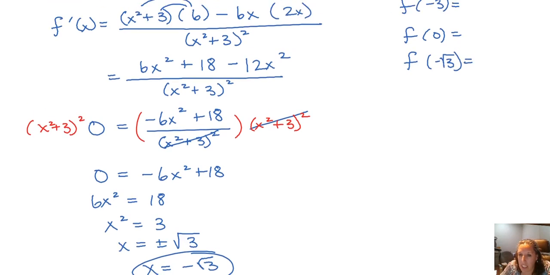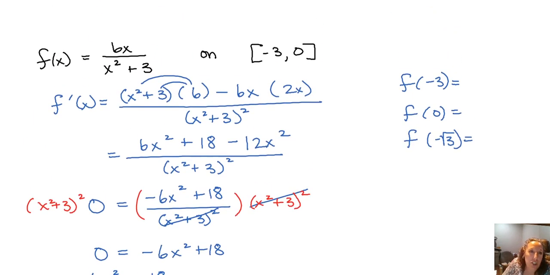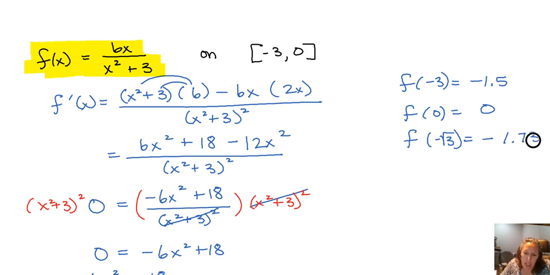We are again plugging these into our original function, so we're plugging into the function 6x over x squared plus 3. If we plug in a negative 3 into that function, we will get a negative 1.5. Plugging in 0 will give us 0 in the numerator, and plugging in the negative square root of 3 is going to give us, rounded to 2 decimal places, negative 1.73.